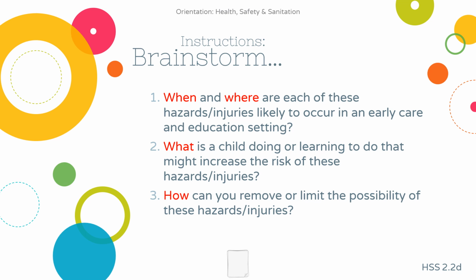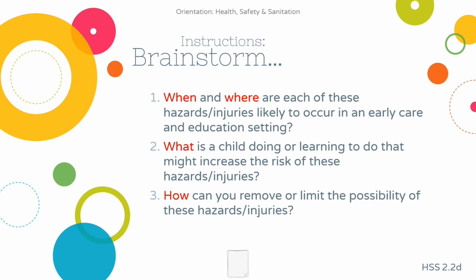Next, what is the child doing at the time? This is where development plays a big role. What's totally safe for a 4-year-old could be dangerous for a toddler. Maybe a child is climbing, exploring, or trying something new. Rushing to get outside, testing boundaries, mimicking an older child, or simply trying to help but without the motor skills or understanding yet. These behaviors aren't bad. They're age appropriate, but they can lead to injury if we don't plan for them. So ask yourself, what are your children learning to do right now that could change their risk level?